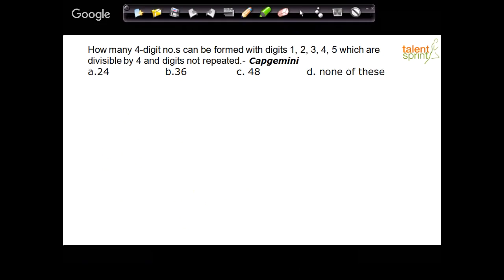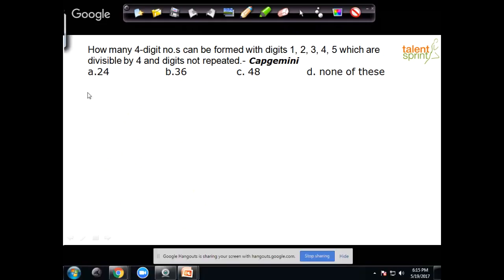How many four-digit numbers can be formed with the digits 1, 2, 3, 4, 5, which are divisible by 4 and digits not repeated? So in the question they're asking, you have to find four-digit numbers using the digits 1, 2, 3, 4, 5, such that the numbers should be divisible by 4 and no digits should be repeated.